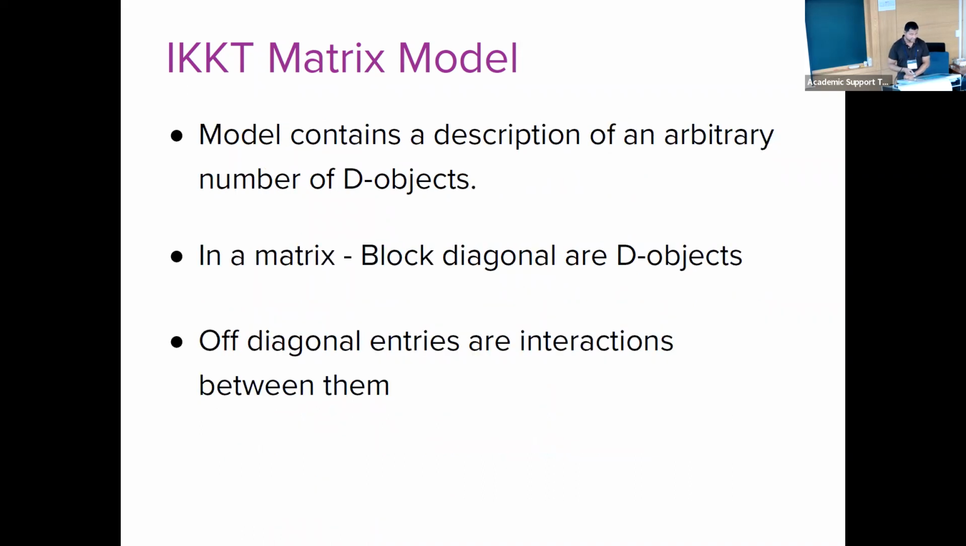This model contains a description of an arbitrary number of D objects, such as D0 branes, D1 branes, etc. In a matrix of this model, the block diagonals are the D objects, and the off-diagonal elements encode the interactions between these D objects.